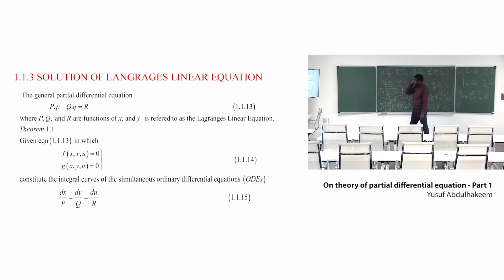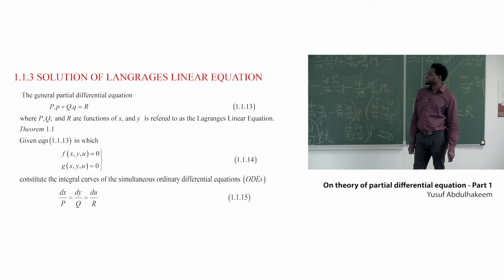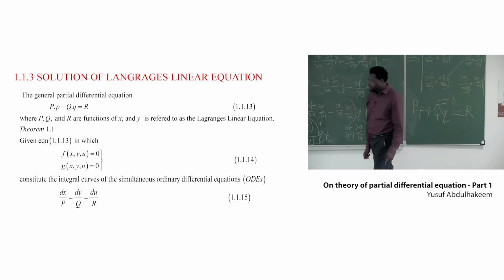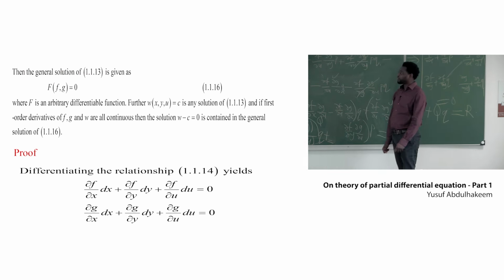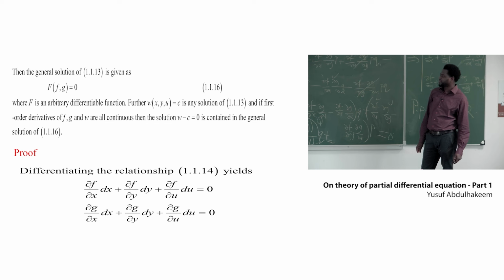Now let us look at this theorem. This theorem says that given this equation in 1.1.3, in which f(x, y, u) is equal to 0 and g(x, y, u) is also equal to 0, constitute the integral curves of the simultaneous ordinary differential equations. So here we have dx divided by p is equal to dy divided by q and is equal to du divided by r. Then the general solution of 1.1 is given as what we have here in 1.1.16, where f is an arbitrarily differentiable function.